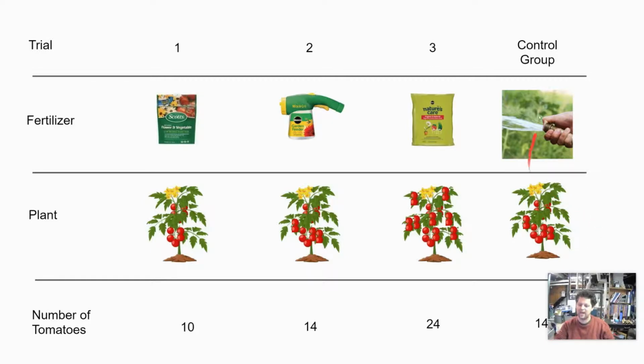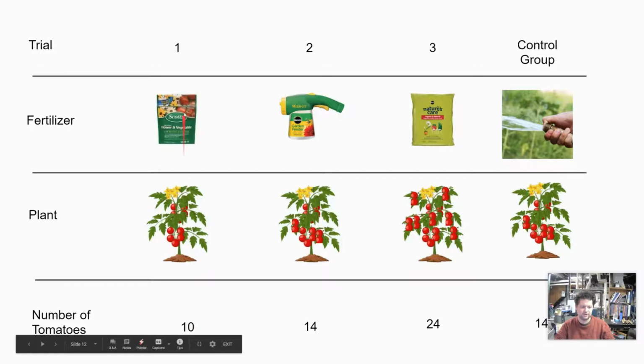So let's assume I had this control from the beginning. And now my numbers show 10 tomatoes for Scott's, 14 for Miracle-Gro, 24 for Nature's Care, and 14 for the control group.